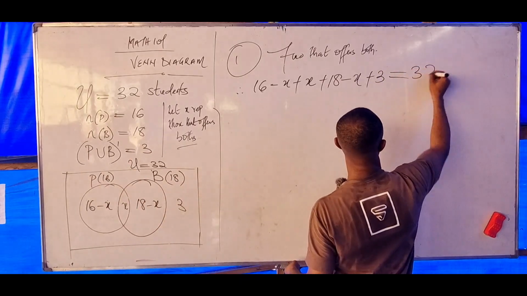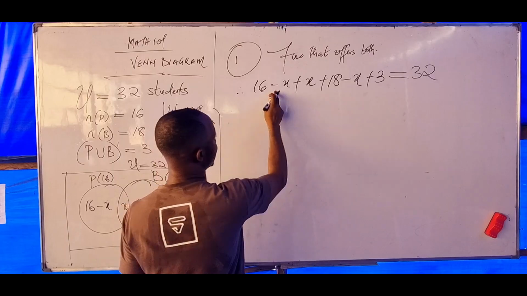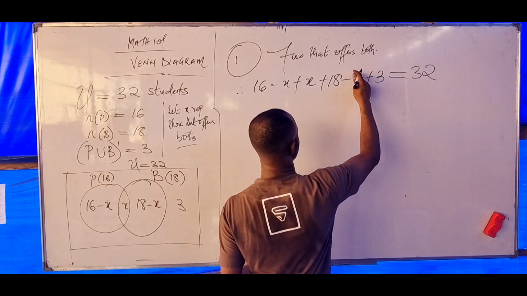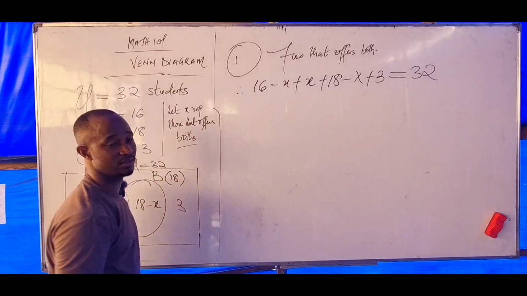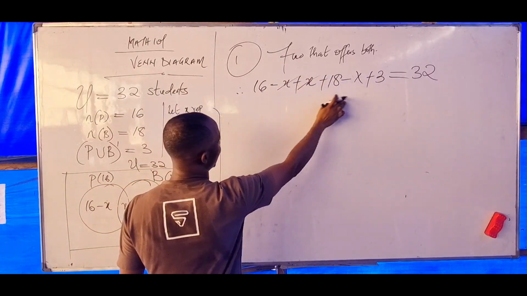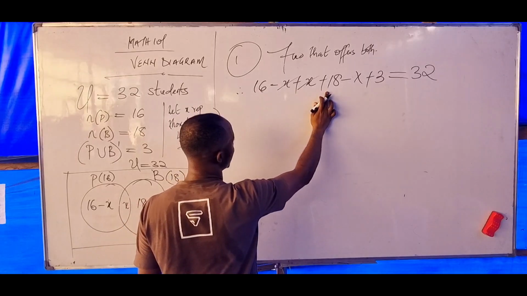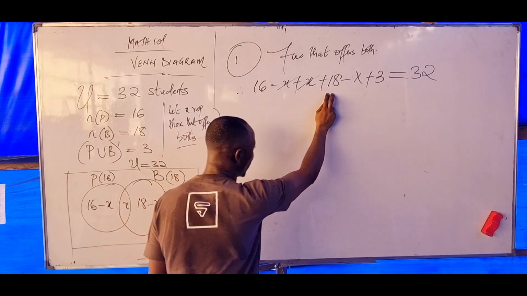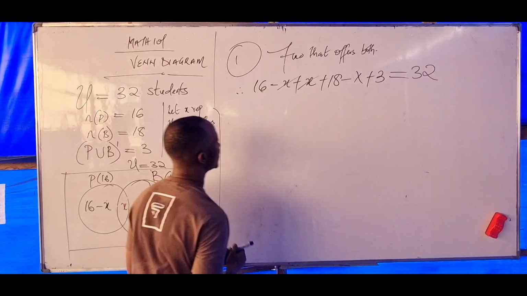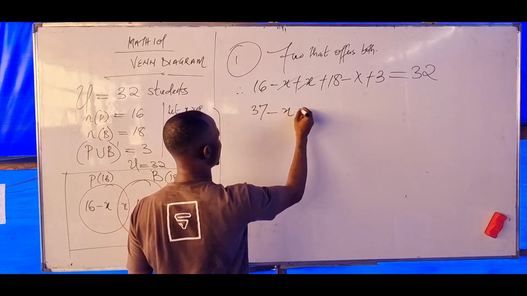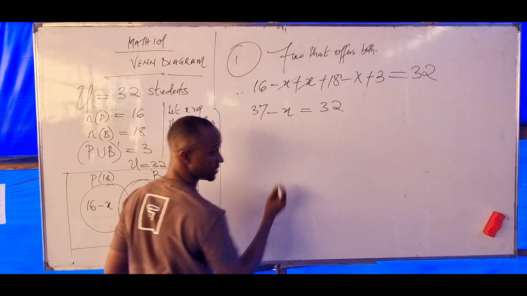So minus x plus x is 0. Hope you are aware. Why is it 0? We are subtracting them, so this will go as 0. Now what do you have left? 16 plus 18 plus 3 is 37, minus x equals 32, right?